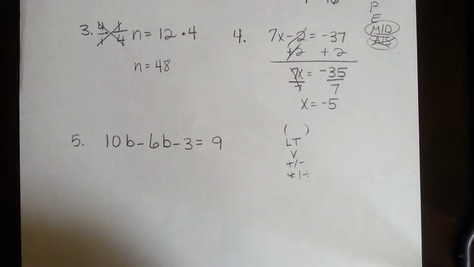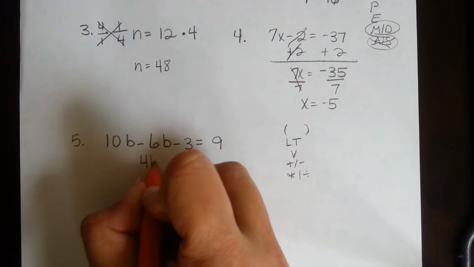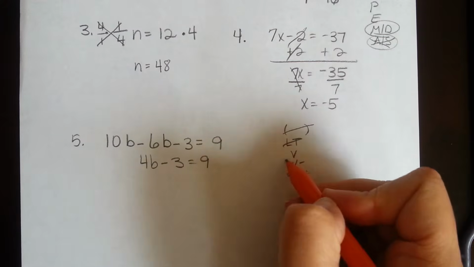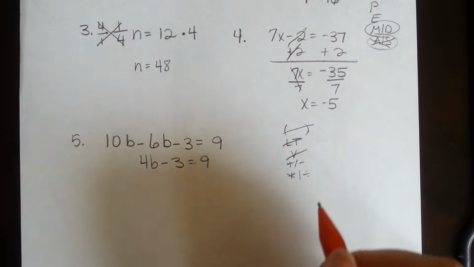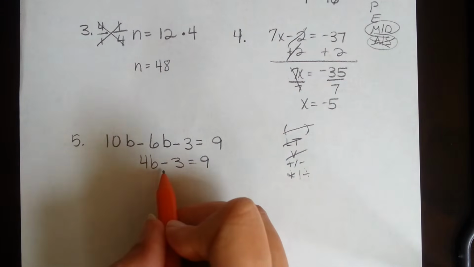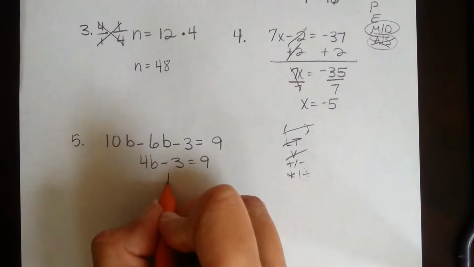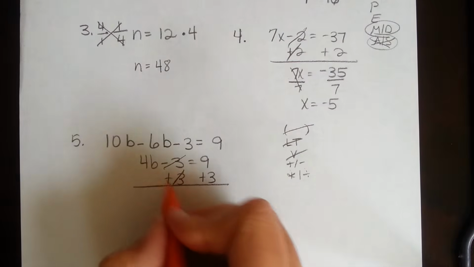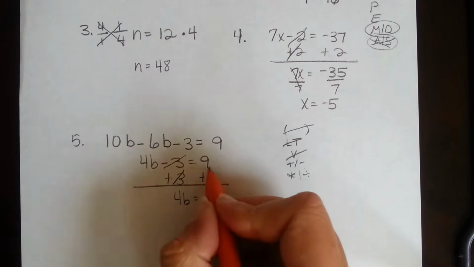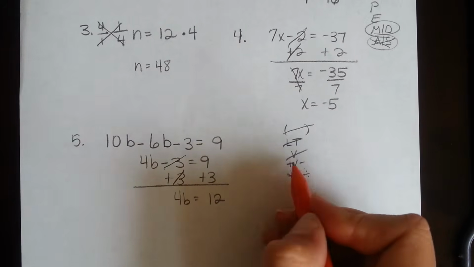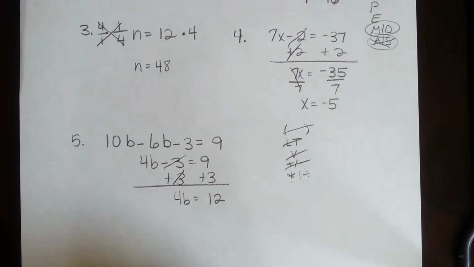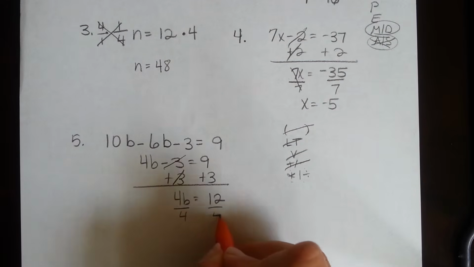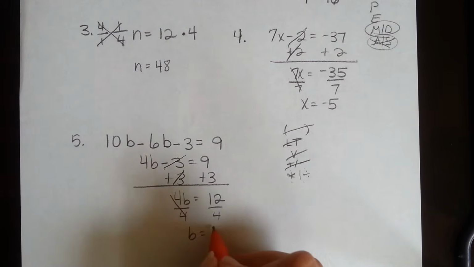I have 10b minus 6b, which would be 4b, minus 3 equals 9. We don't have variables on both sides, so we're looking for anything added or subtracted from the variable term. We have a minus 3, so we're going to add 3 to both sides of the equal sign. So over here we have 4b equals 12. Then we're going to get rid of any multiplication or division. This is multiplied by 4, so we're going to divide by 4. So we have b equals 3.